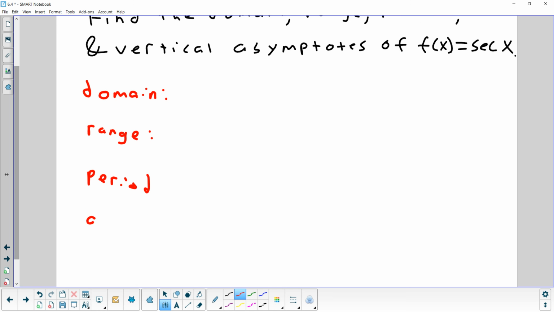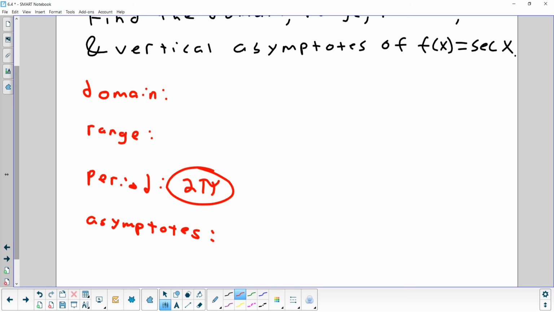Domain, range, period, and asymptotes. All right, let's start with the period. What's the formula we use to find the period of secant? 2 pi over b. And what's b in this case? 1. Okay, easy enough. So the period of the natural secant function is 2 pi.